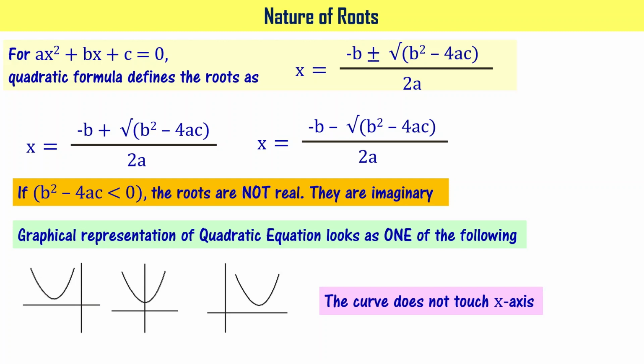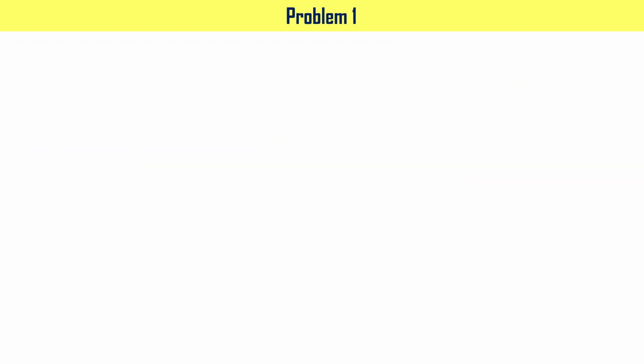If it is greater than 0, then two distinct roots are available and they are real. If it is equal to 0, the real roots exist for the quadratic equation, but they are equal. If b square minus 4ac, which is called discriminant, is less than 0, then you have no real roots for the given quadratic equation. With that in mind, let's solve a few problems.